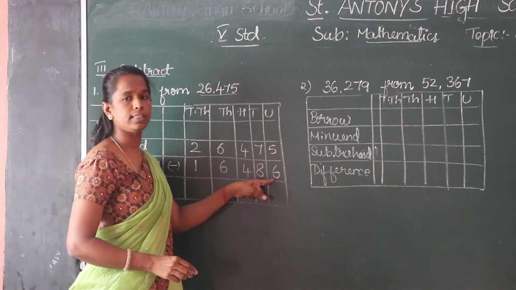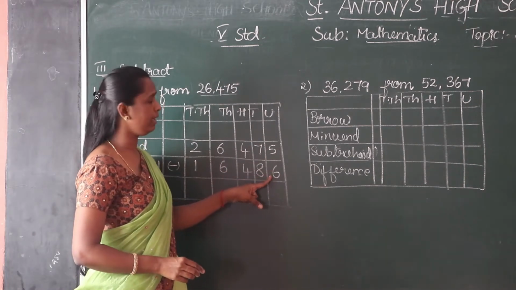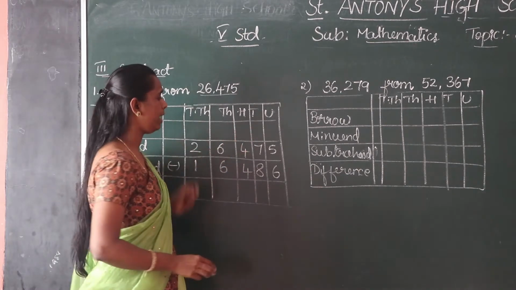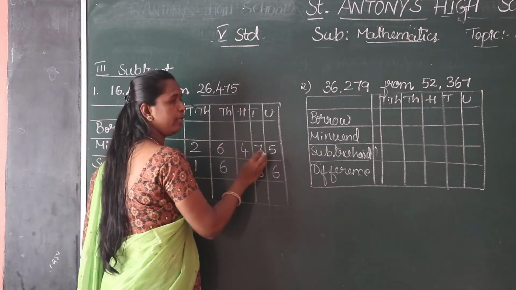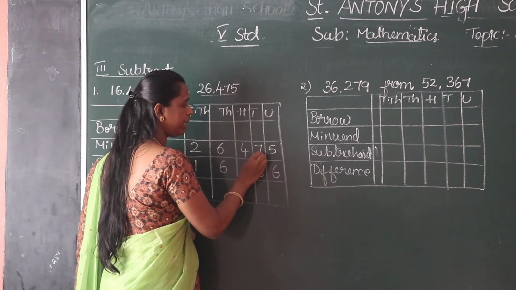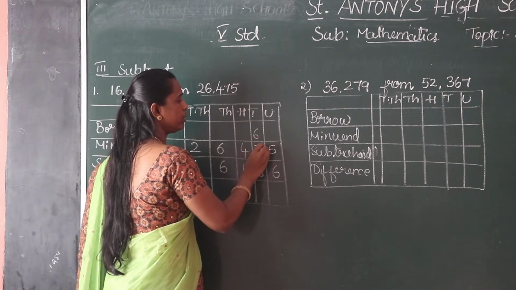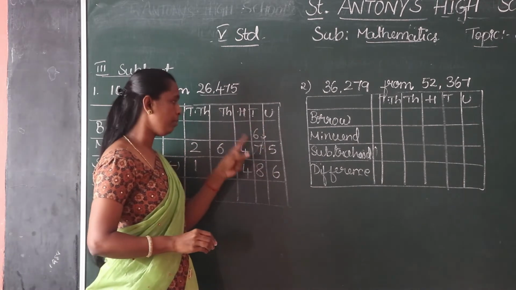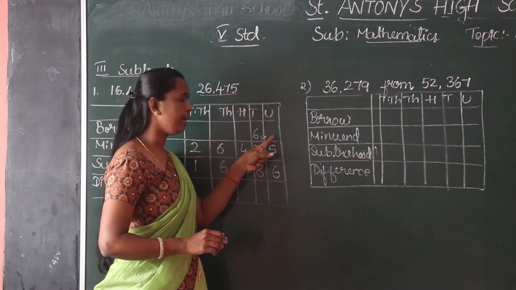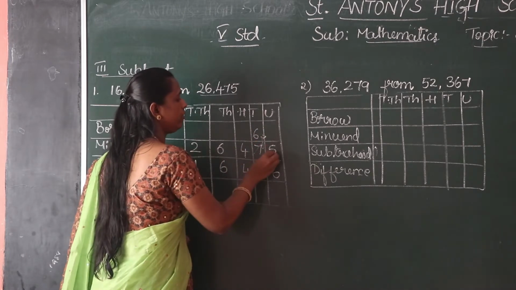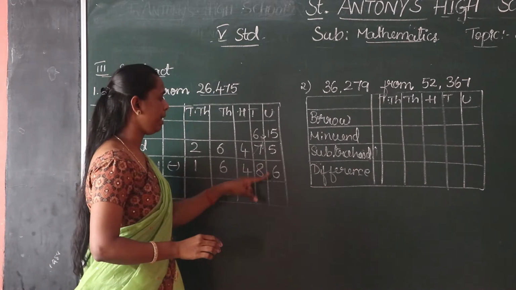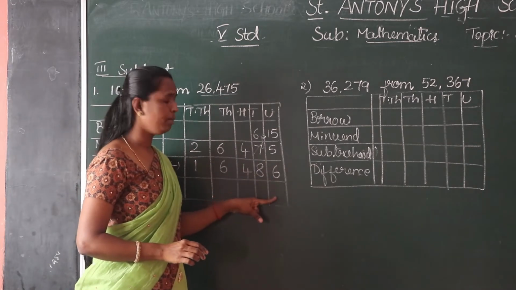5 minus 6 is not possible because 6 is a greater number. Take a borrow from the nearest place, that is the tens place. When we take a borrow from the tens place, this 7 becomes 6, and this 5 becomes 15. When we borrow, we add 10 to the number. So 5 plus 10 is 15. Then subtract 15 minus 6. How much do you get, children?